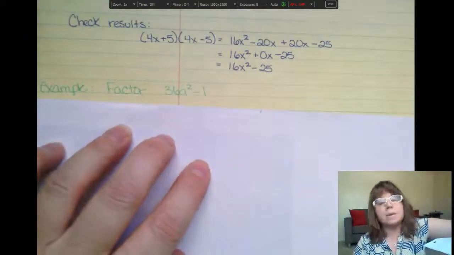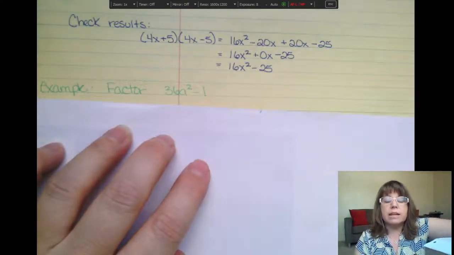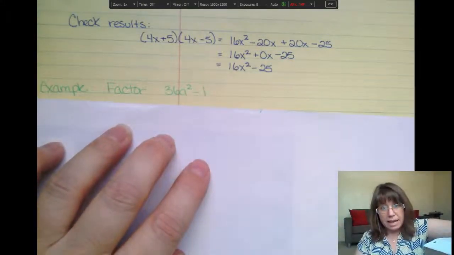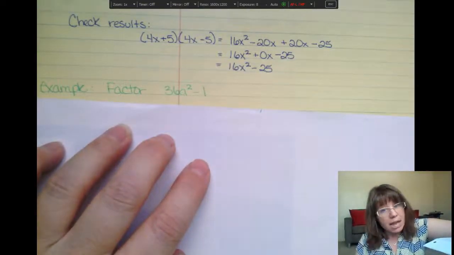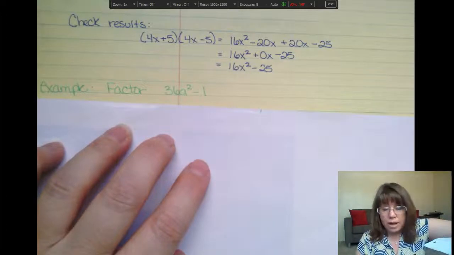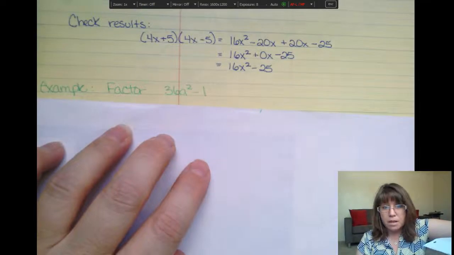Let's try another example, 36a squared minus 1. Again, there's some steps that I want to take before I attempt to factor this. I have a lot of bag of tricks now. So one, there is nothing that I can pull out for a GCF. So the second is, I'm going to look to see if it is the difference of perfect squares. Is the first term a perfect square? Is the last term a perfect square?